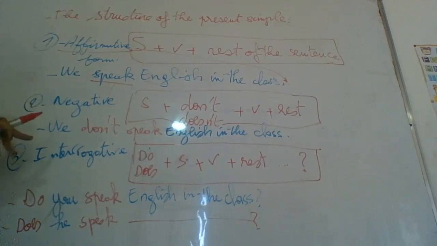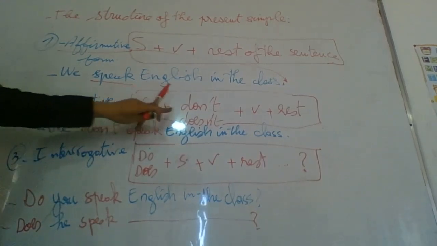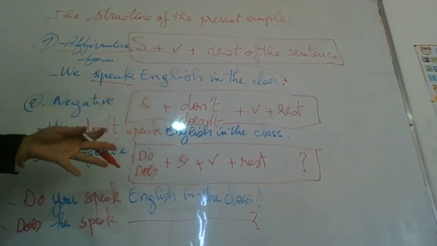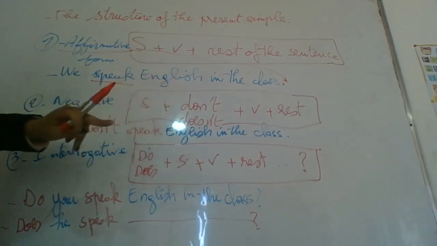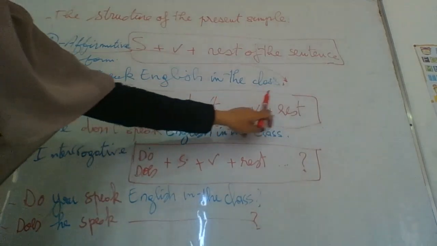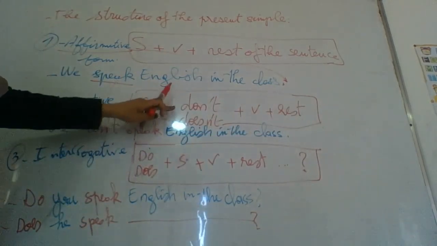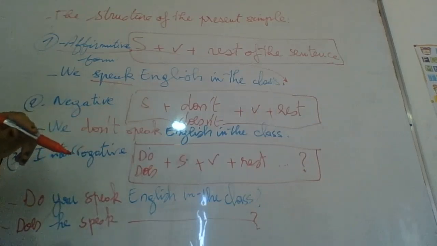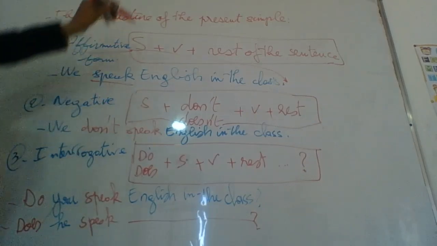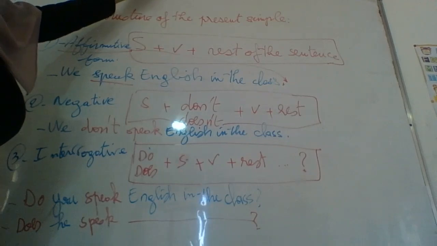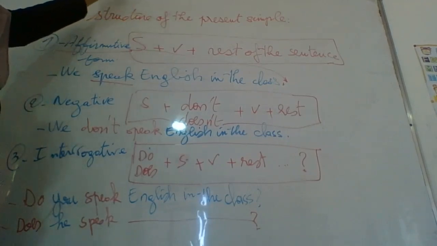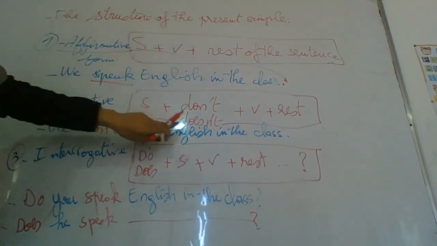The negative form, what does this mean? It means the subject plus the auxiliary to do and the don't or doesn't, okay? Plus verb plus the rest of the sentence, okay? Here is the short form, the short form of do not, okay? Or does not.